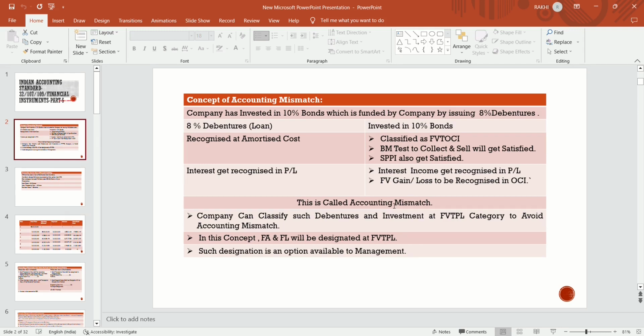classified as fair value through OCI, and any interest income is recognized in profit and loss account, and any fair value gain or loss is recognized, in case of fair value through OCI, in OCI. So the interest on the loan is recognized in P&L, the interest income on the investment is recognized in P&L, but any fair value gain and loss differential amount, in case of the investment in the 10% bond, is recognized in OCI.